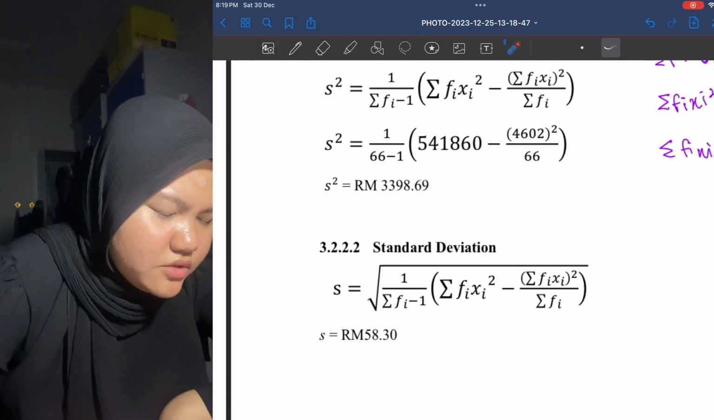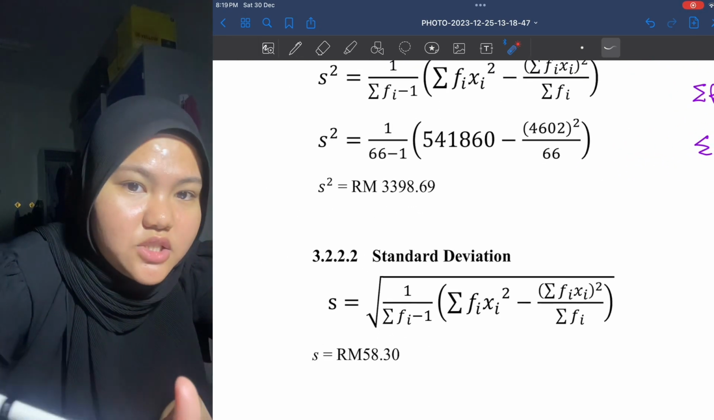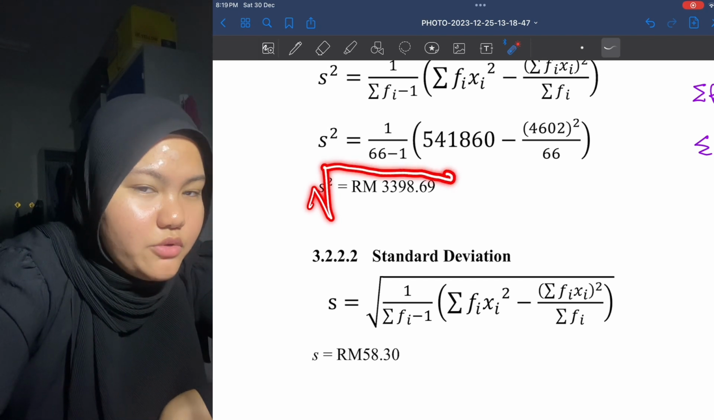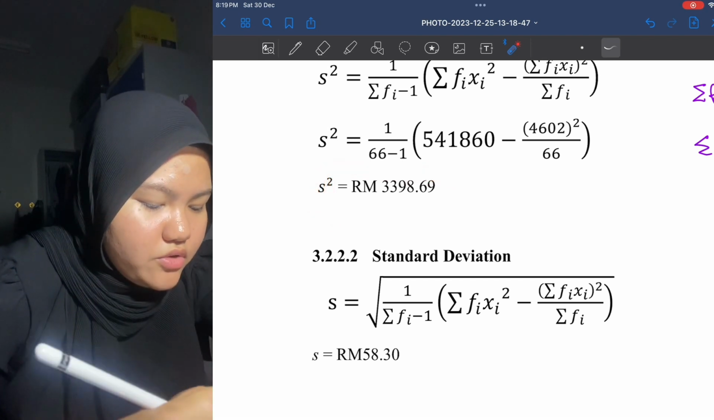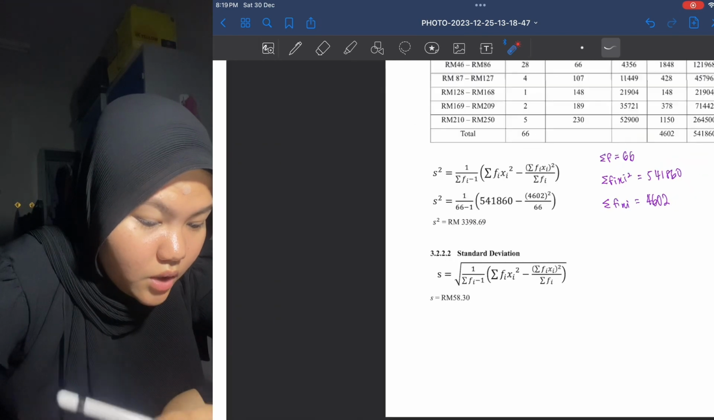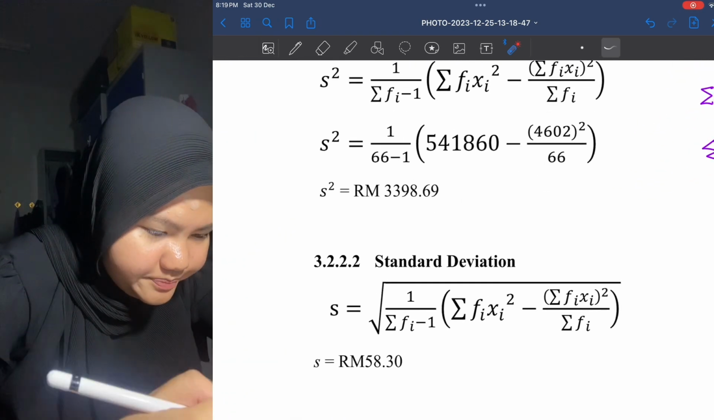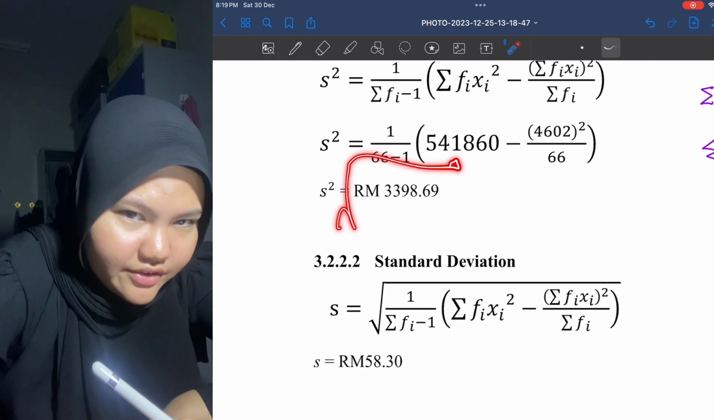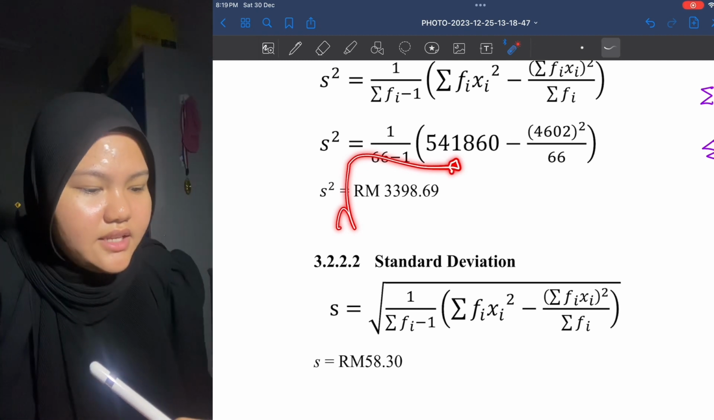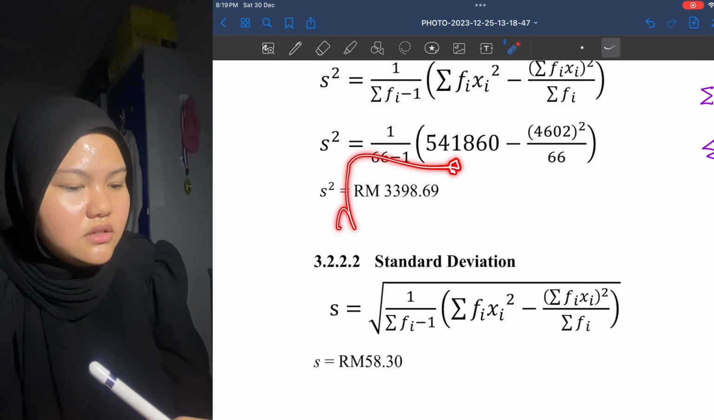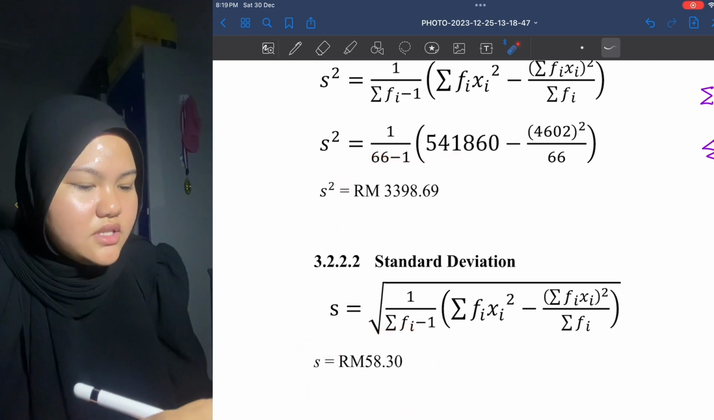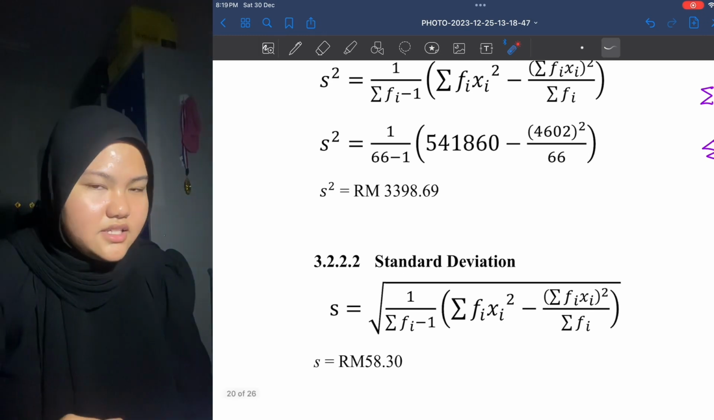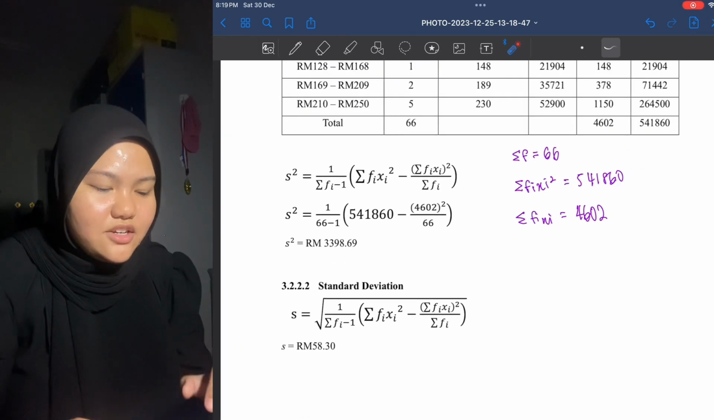Okay, so for the standard deviation, just take the square root of the variance that we have calculated previously, which is the square root of 3,398.69, and then you will get the answer, which is RM 58.30. That's all from me.